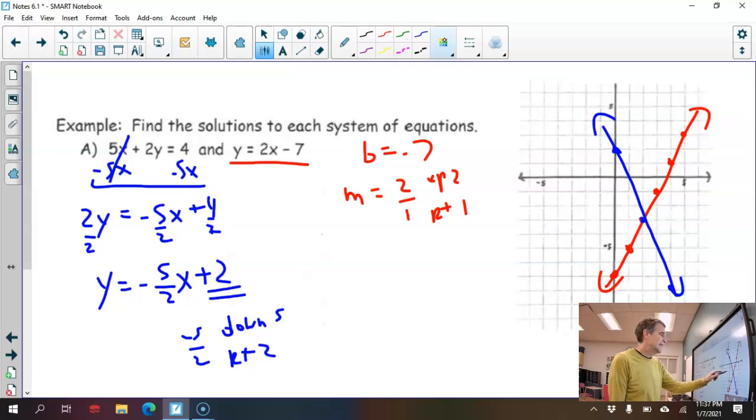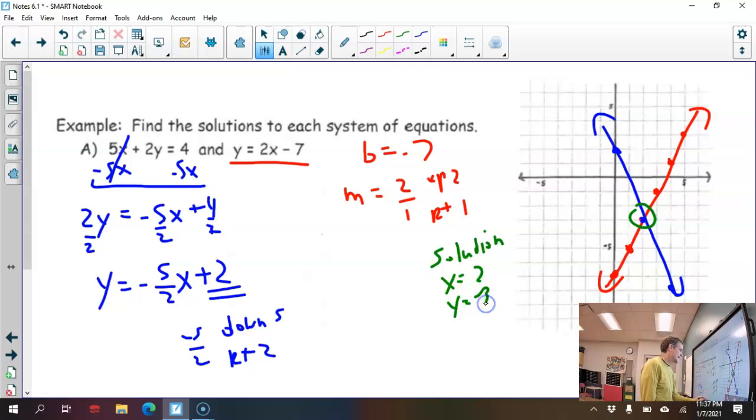And my job is to name where they intersect. They intersect at that ordered pair. So my solution is going to be x equals 2, y equals negative 3. Or as an ordered pair, it would be 2, negative 3.